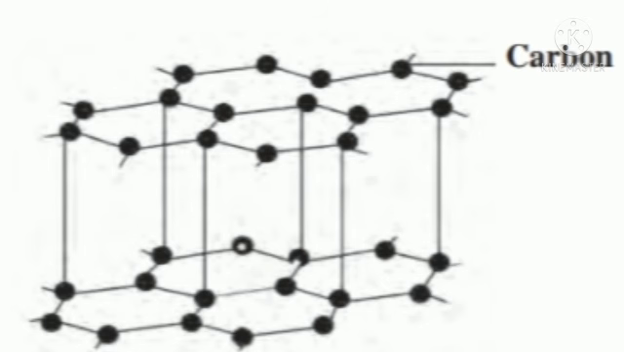Let us see about the structure of graphite. Every carbon atom in graphite is bonded to 3 other carbon atoms in such a way that a hexagonal layer structure is formed. A graphite crystal is made of many sheets or layers of carbon atoms. These layers slip over each other on applying pressure. One layer of graphite is called graphene.